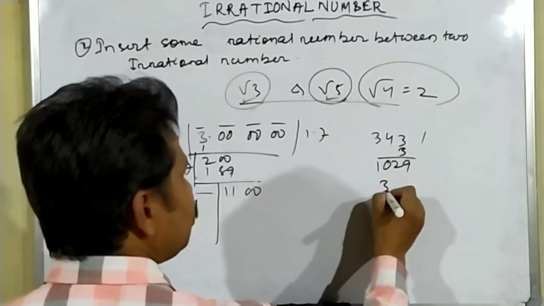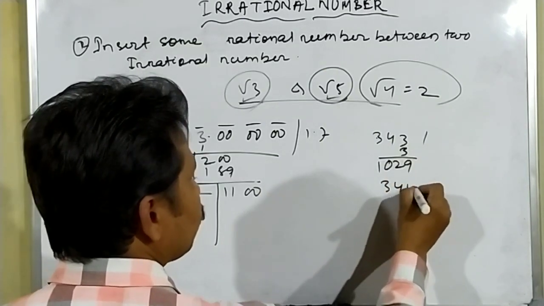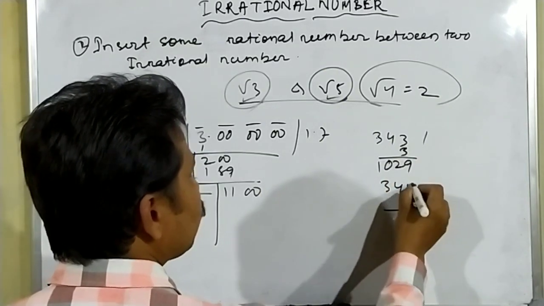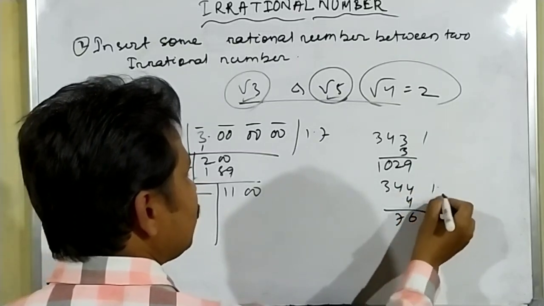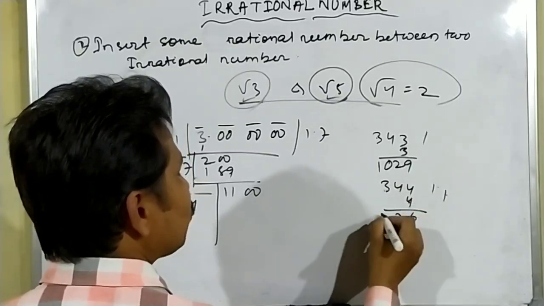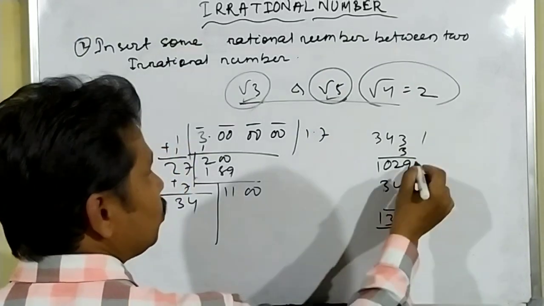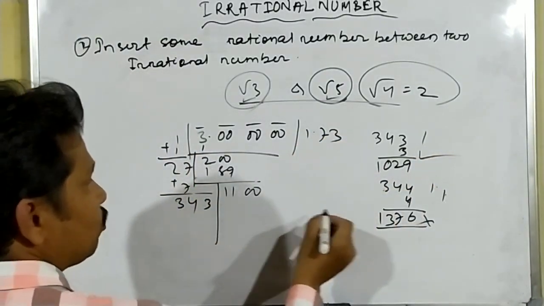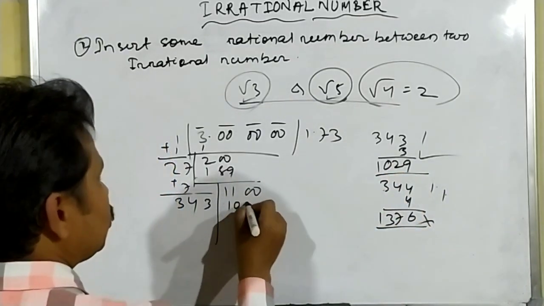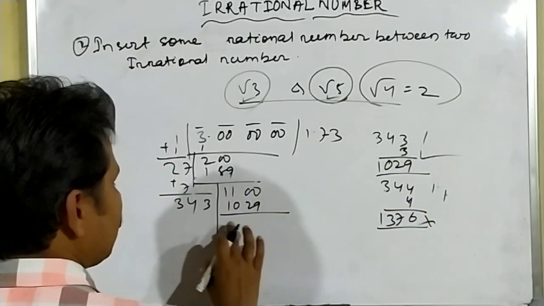Again if we take 4, then what will the result be? 4 4 is 16, 1 carry, 4 4 is 16 plus 1, 17, 1 carry, 4 3 is 12 plus 1, 13. This is more, so we will take 3. So this is 3 and this is 3. So what is the result? 1029. How much is the remainder?